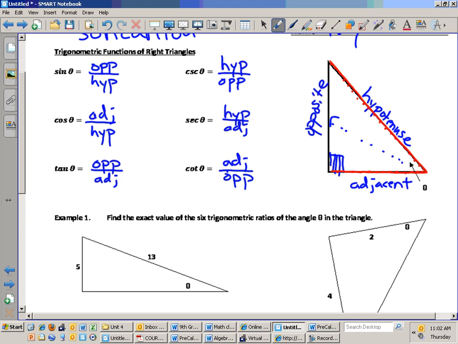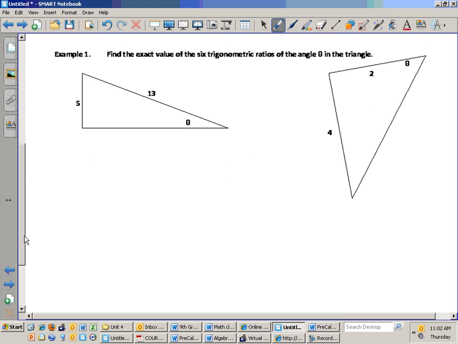Okay, let's put it to good use and get some practice. It says find the exact value of the 6 trigonometric ratios of the angle theta in the right triangle. So I have a right triangle here. Again, this only works for right triangles. We do have another study in trigonometry where we do oblique triangles, which we'll do next week or so. Well, actually in a month. But what we want to do is we want to write our expressions given these pieces. So I do have, is 5 the opposite, the adjacent, or the hypotenuse? That's the opposite side because it's opposite the angle. 13 is the hypotenuse, and I don't have the adjacent.